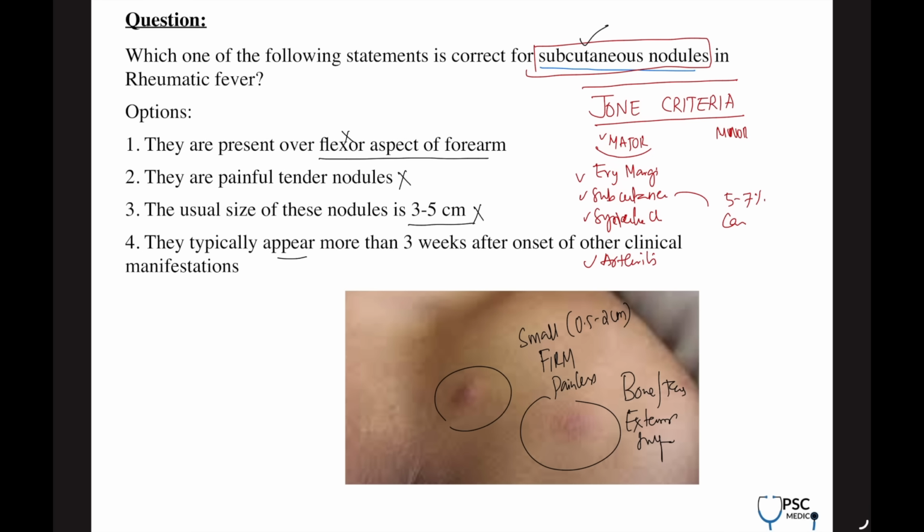They typically appear more than 3 weeks after onset of other clinical manifestations. Yes, they're not seen immediately. You will see arthritis, you will see carditis, you will see erythema marginatum, you will see Sydenham chorea. After more than 3 weeks of other clinical manifestations, you will see these subcutaneous nodules coming up. Because they have asked a subcutaneous nodule question now, maybe in future they might ask a question on erythema marginatum.